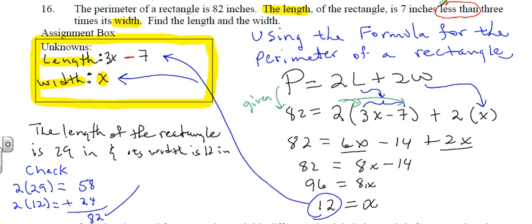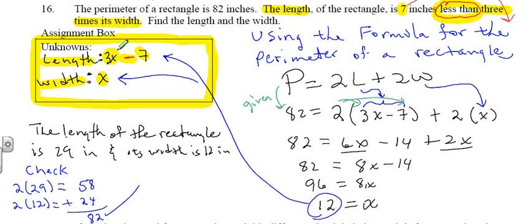I'm looking for key words, and the first key phrase is less than. We know that less than translates into the operation of subtraction. Now you have to be real careful with this phrase. Any quantity that is written before the phrase less than is going to reverse on us. It goes after the subtraction symbol. So notice that the 7 is behind the subtraction symbol. The quantity that comes after the less than phrase, 3 times its width, goes before the subtraction symbol. The keyword 3 times means to multiply the width by 3. The width is x, so I get 3x.